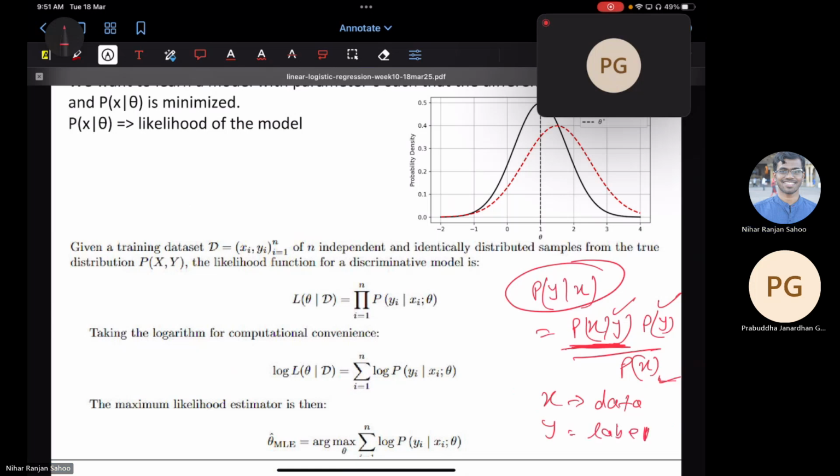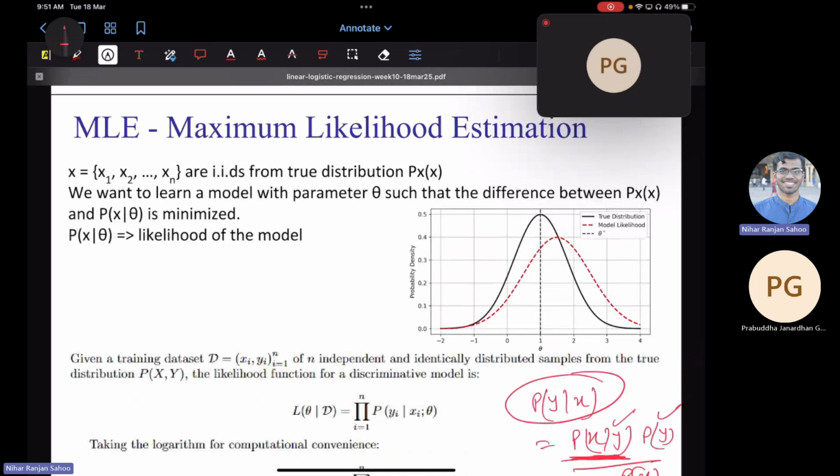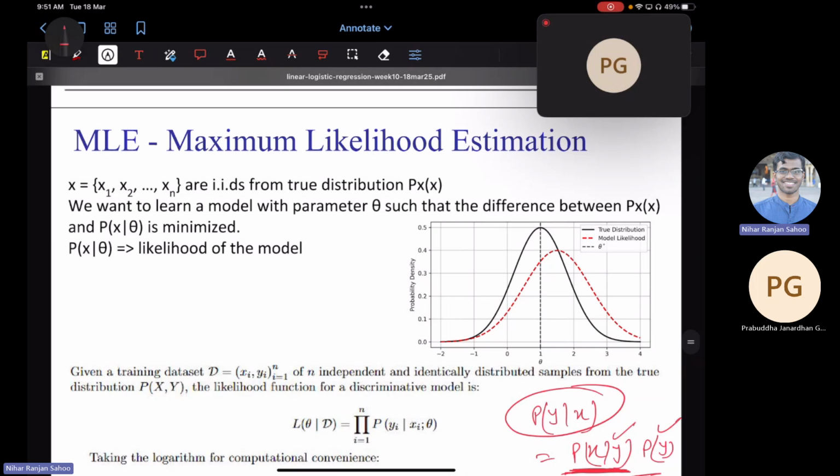Okay. So then what is the intuitive goal of maximum likelihood estimation? You have to estimate parameters that increase the likelihood of x given the corresponding y label, right? So that's the intuitive definition of MLE, right?